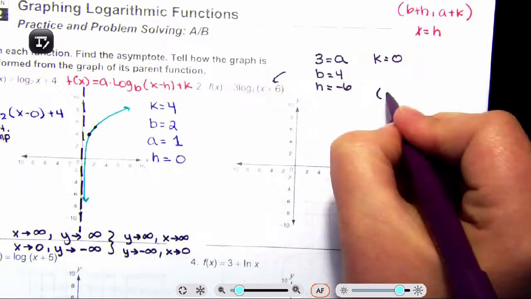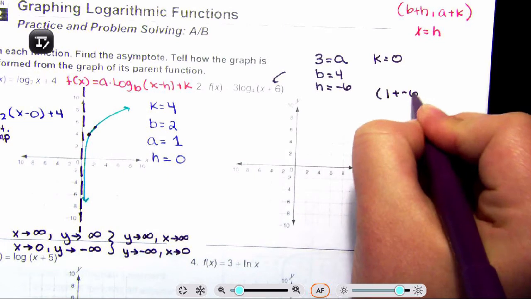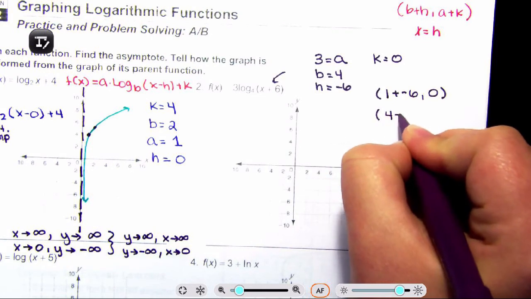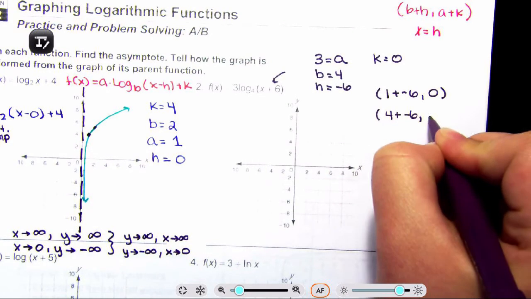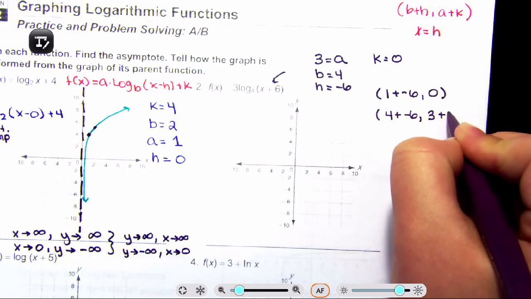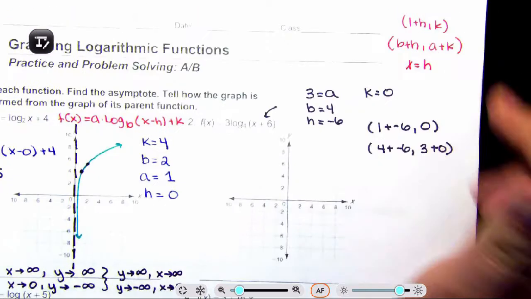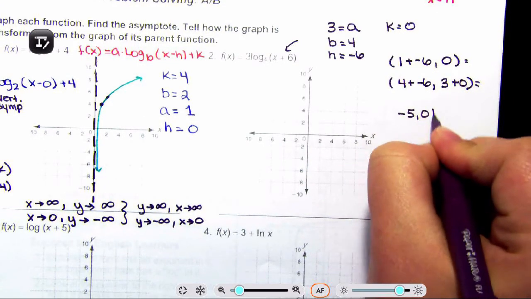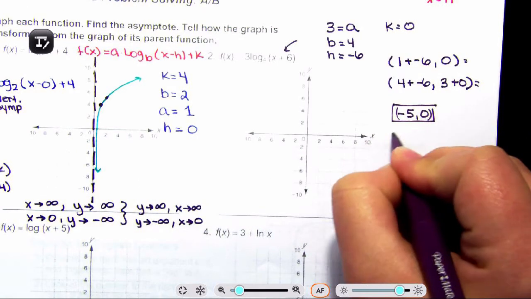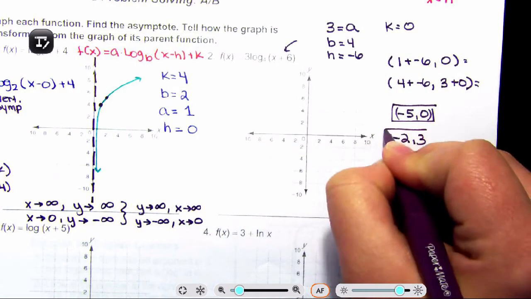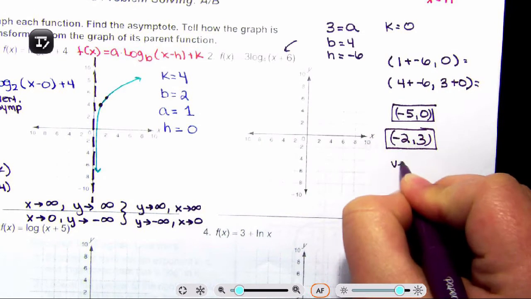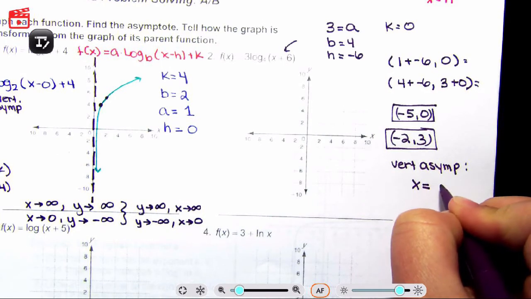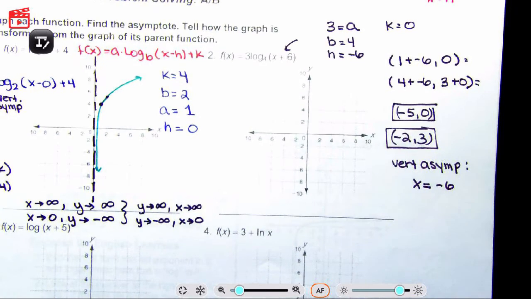For my reference points, I have 1 plus h, so 1 plus negative 6, comma k, k is 0. For my secondary reference point, I have b, which is 4, plus h, which is negative 6, comma a, which is 3, plus k, which is 0. Again, I'm having my cheat sheet right here. Let's solve this real quick. My first reference point is at negative 5, comma 0. My secondary reference point is at negative 2, comma 3. And my vertical asymptote is at h, which is negative 6. So x equals negative 6 is my vertical asymptote.